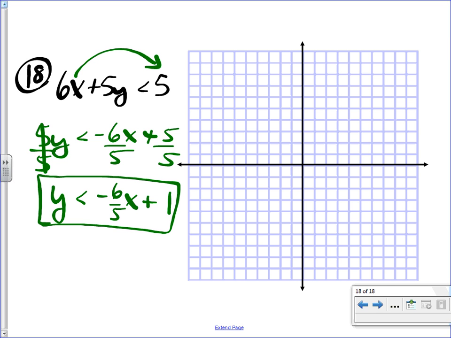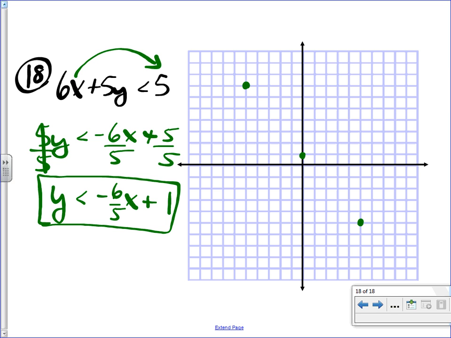So let's go ahead and graph that. 1 is where we're starting at. Negative 6 over 5 tells me I need to go down 6 and 5 to the right. 1, 2, 3, 4, 5, 6. 1, 2, 3, 4, 5. Sometimes you may not have enough room to do that, so you can always do the opposite. Go up. 1, 2, 3, 4, 5, 6. 1, 2, 3, 4, 5.